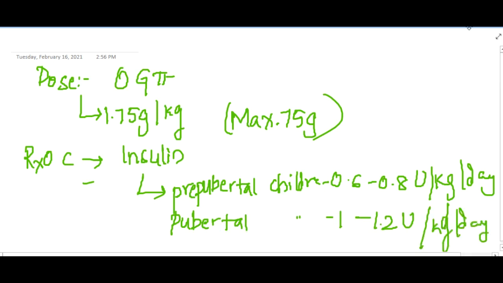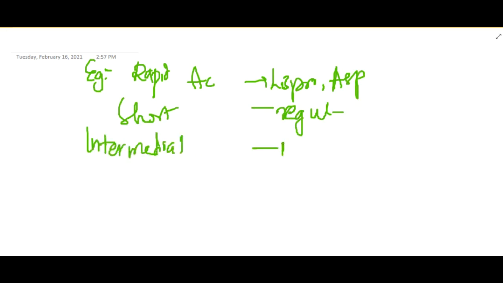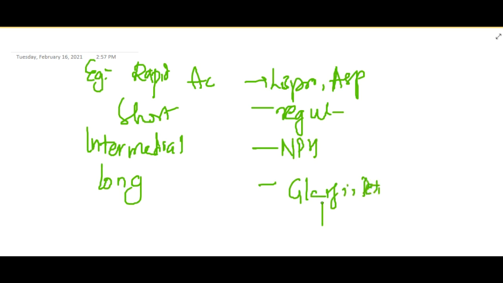day. Then if you see the examples of insulin, we have rapid acting insulin, which includes Lispro and Aspart. Then you have short acting insulin, which is the regular insulin. Then we have intermediate acting insulin, which is the NPH insulin. Then we have long acting insulin, which is glargine, Detemir and Degludec.